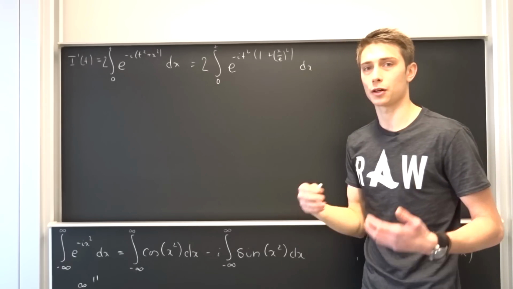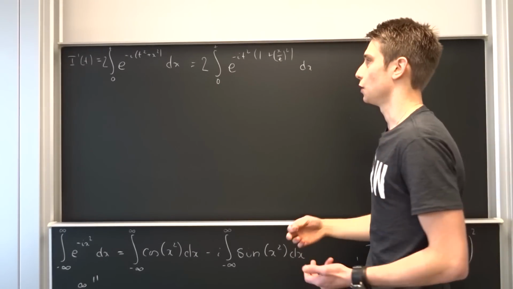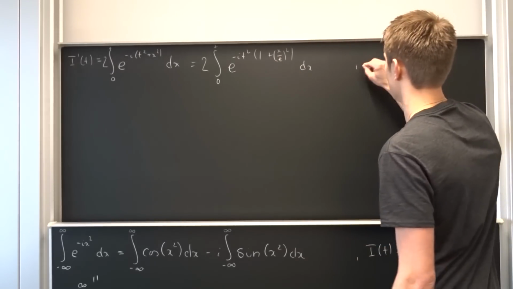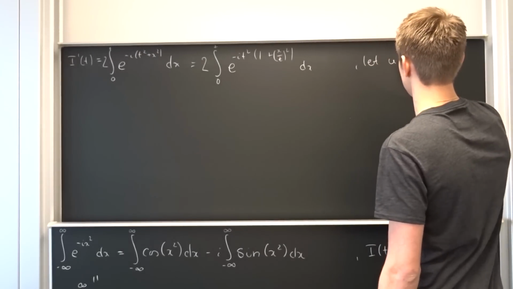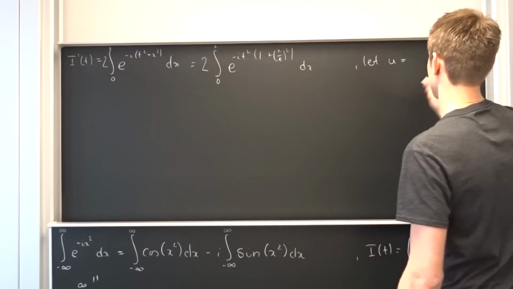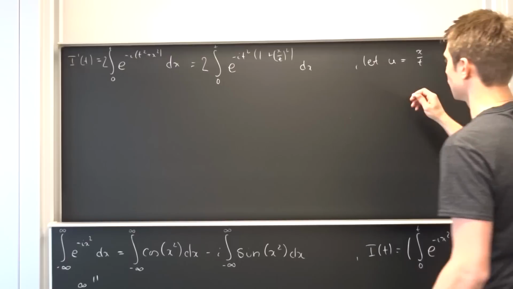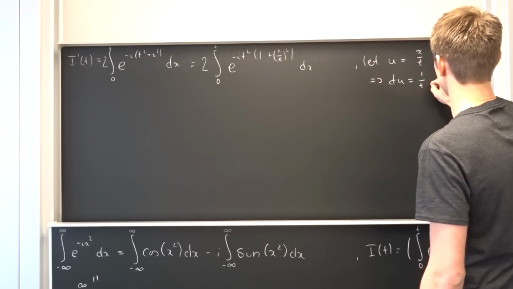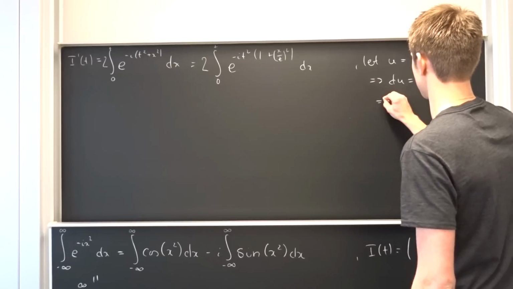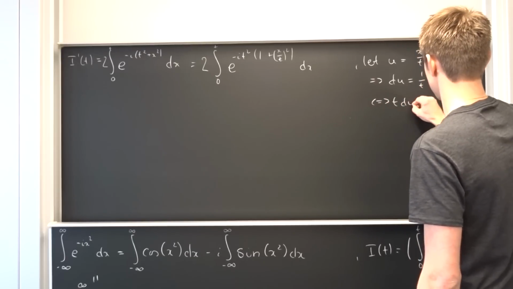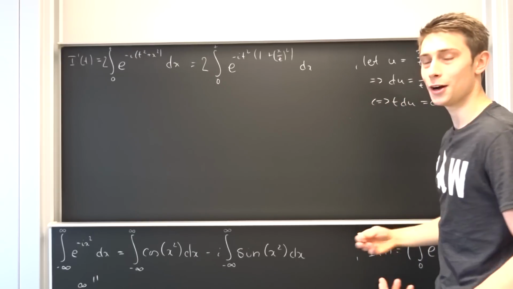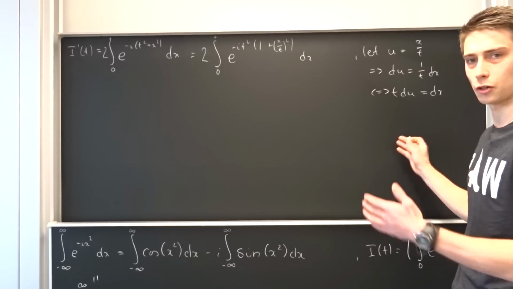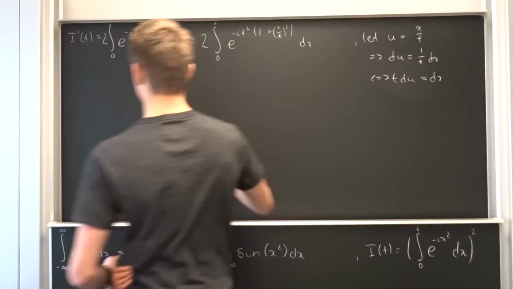Okay, and now we are going to introduce a new substitution, and we are going to call the substitution u, for example. So let u equal x over t. And that would mean that du equals 1 over t times dx, and this is equivalent to t times du equals dx. Okay, so far so good. What can we do next? We are going to plug all of this stuff in.